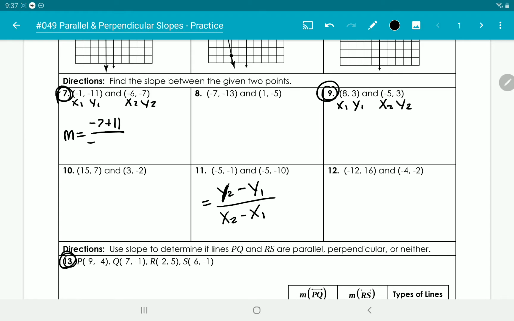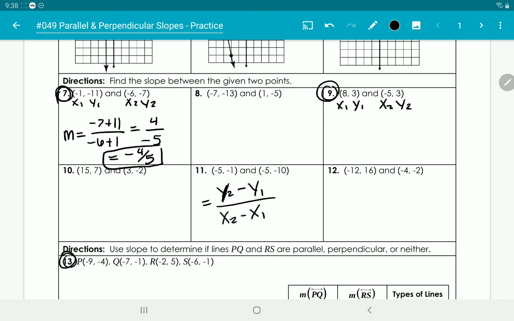So x2 minus x1. x2 is this negative 6. x1 is negative 1. Since it's negative, we're going to change the sign. Okay, that only happens for the second number. So negative 7 plus 11 gives us a positive 4. Negative 6 plus 1 gives us a negative 5. So negative 4 over 5 is our slope.